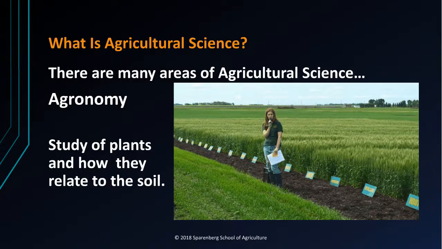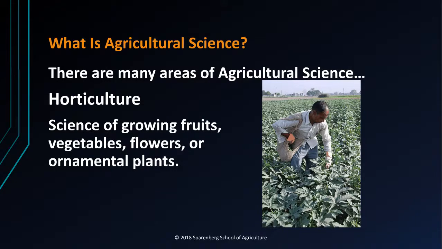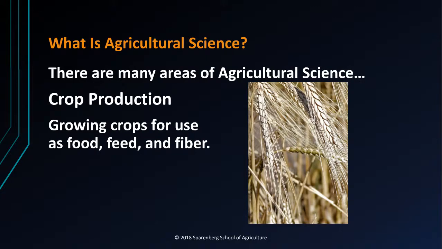There are many areas of agricultural science. Agronomy is one of the major areas. Agronomy is the study of plants and how they relate to the soil. Horticulture science is the science of growing fruits, vegetables, flowers, or ornamental plants. Crop production is the science of growing crops for use as food, feed, and fiber.